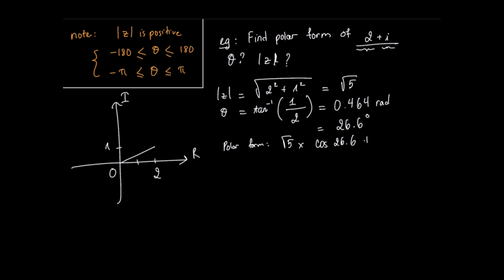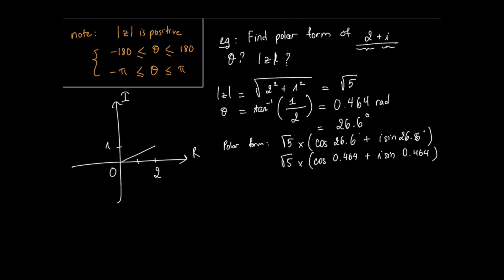And similarly, if you want to write it in radian, you just need to change the argument value, which is square root of 5 times cosine of 0.464 radian plus i sine 0.464 radian. And most of the time, students will prefer to use radian, so you can also keep that in mind. Here, there's a trick that will make everything easier and much faster to write.